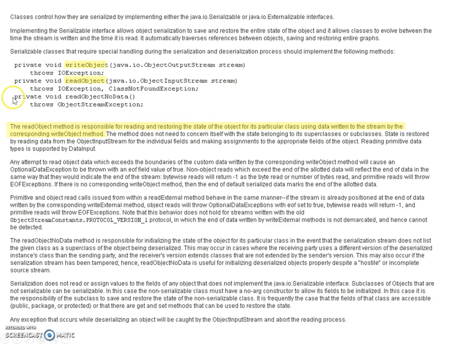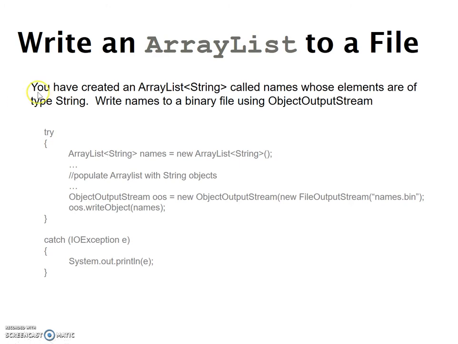date. Again, identifying that any classes that require special handling have to have a readObject and a writeObject. And specifically, the readObject method is responsible for restoring the state of anything that was written to the stream by the writeObject method. So let's look at an example of how to write an array list to a file.